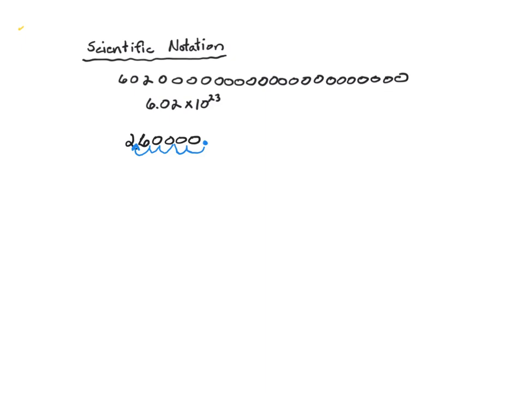And what we wind up with is 2.6. Then we look at the number of times that we moved that decimal point: 2, 3, 4, 5 moves. So that works out to be times 10 raised to the 5th power. And that's how we do that.